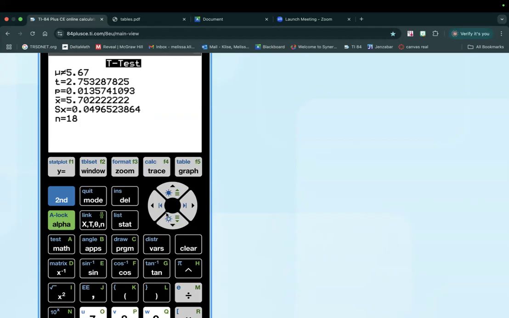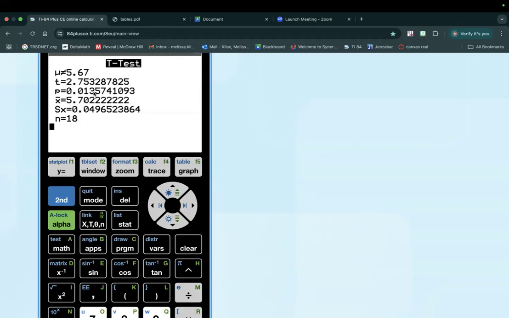So here's what I have. Mu, this is my alternative hypothesis. Mu is not equal to 5.67. That's my alternative hypothesis. My test statistic, so this is the t value that we would be calculating. This is the t value based on your sample, 2.75. The p value is 0.013.